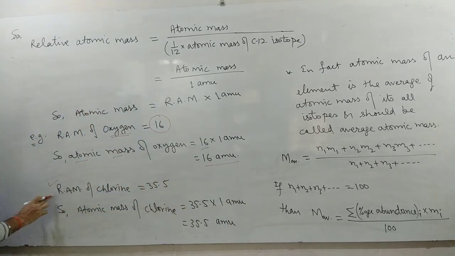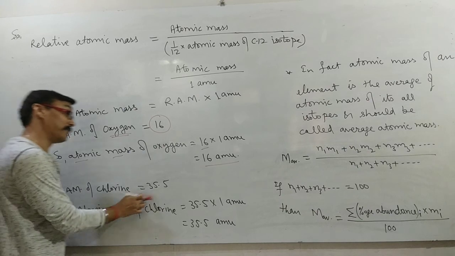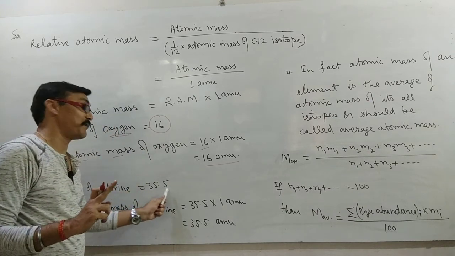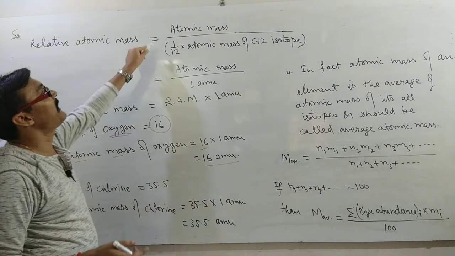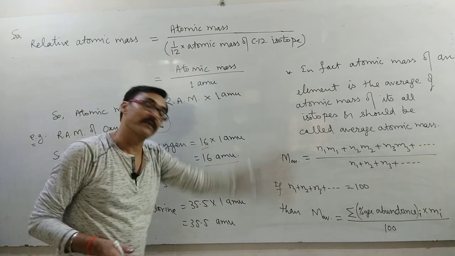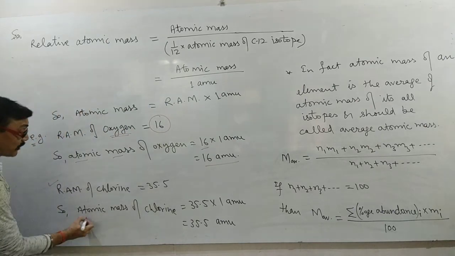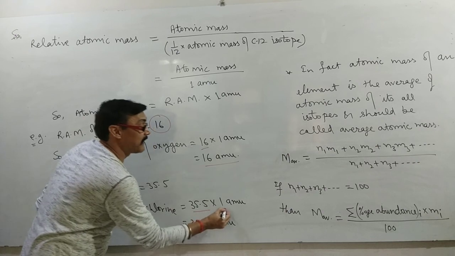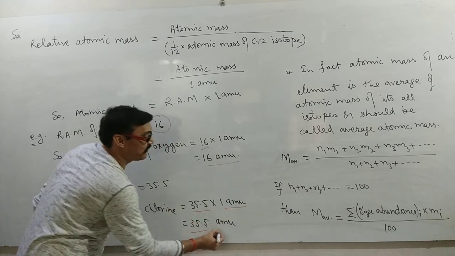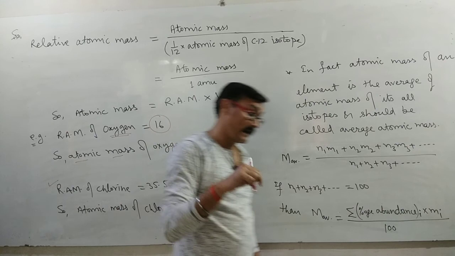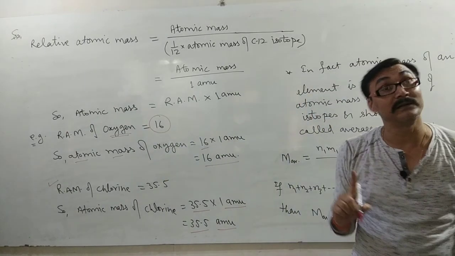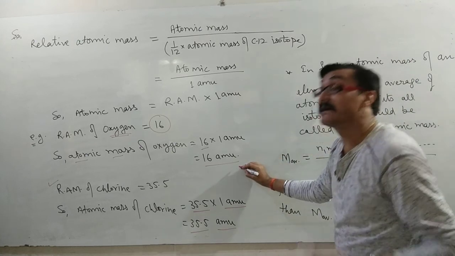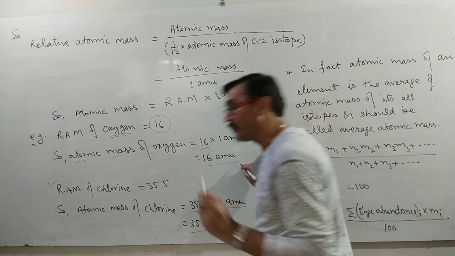And similarly, relative atomic mass of chlorine is 35.5, that is one atom of chlorine is 35.5 times heavier than 1 by 12 of atomic mass of carbon-12 isotope. So atomic mass of chlorine will be relative atomic mass multiplied by 1 AMU, that is 35.5 AMU. Mass of one atom, that is atomic mass, has a unit, it is mass, so it has a unit of mass. AMU is a very small unit of mass.